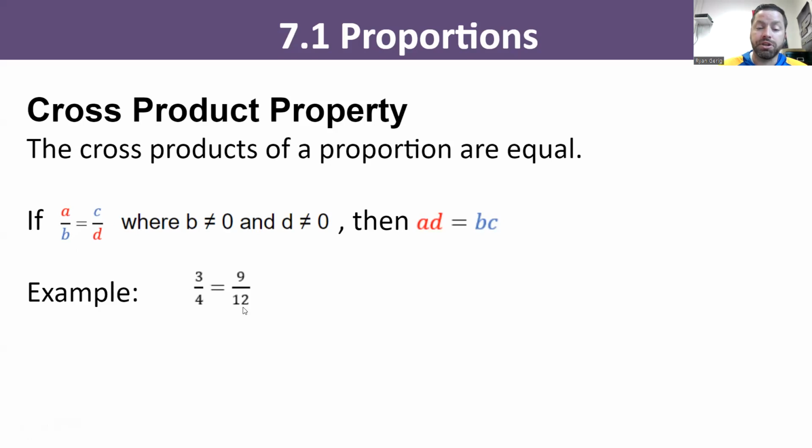So here's an example just to make sure that that's actually true. 3/4 and 9/12. We know that those are equal because I know 9/12 reduces to 3/4, but let's see if the cross products work. So 3 times 12 and 9 times 4. Are those equal? Well, 3 times 12 is 36. 4 times 9 is 36. So in fact, they are.